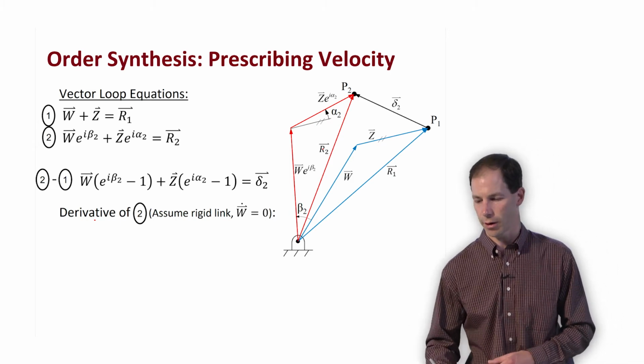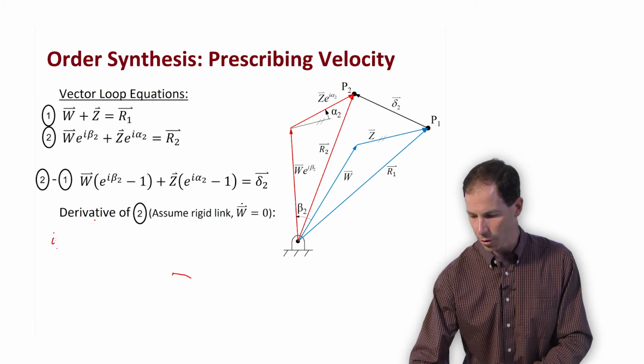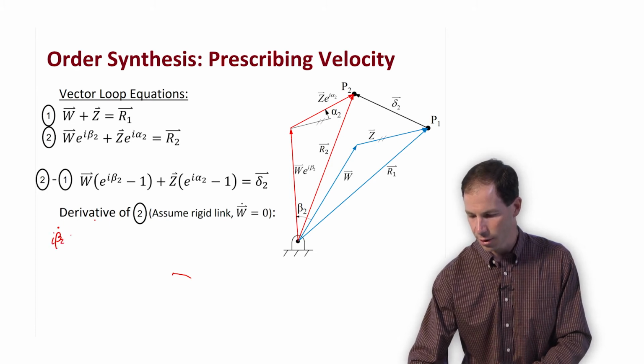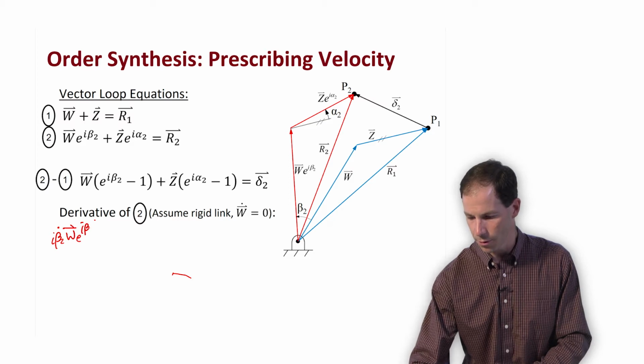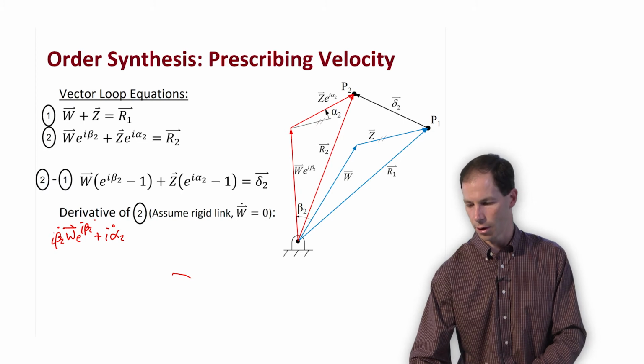So let me take the derivative now of equation 2, and I'm going to first of all have I being multiplied by beta 2 dot W e to the I beta 2. So that is my first term, and then I've got plus I alpha 2 dot, and again, these dots are a time derivative.